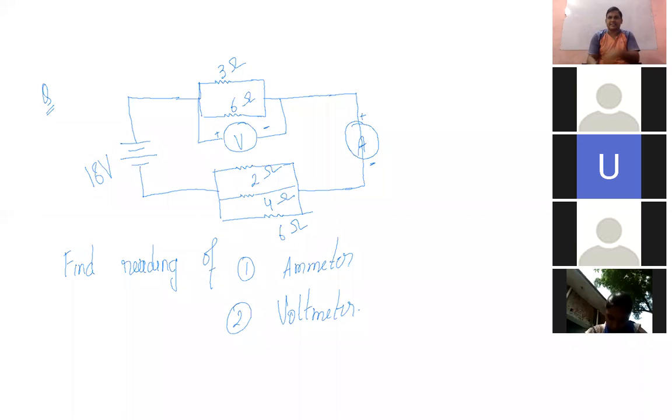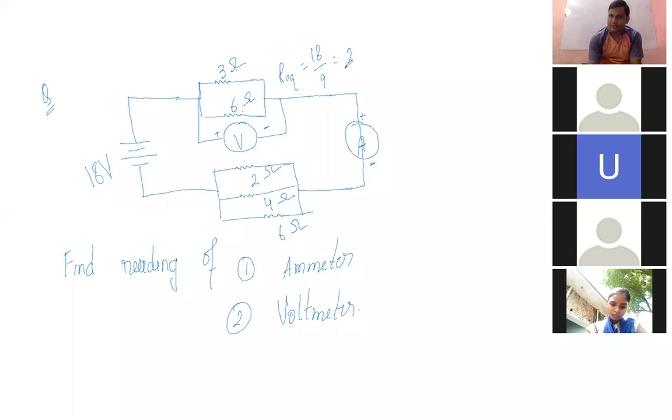So let's see this one. First, you will find the equivalent resistance of these two. So the equivalent resistance of these two will be 1 upon 2, 9, this will be your 2 ohm. So the equivalent resistance of this particular is 2 ohm. And the equivalent resistance of these three: 1 by R, 1 by 2, plus 1 by 4, plus 1 by 6. LCM will be 30.